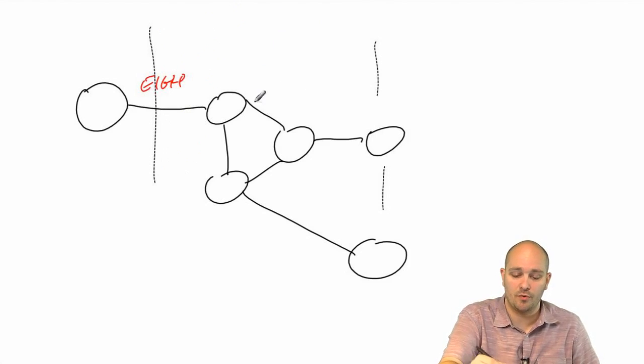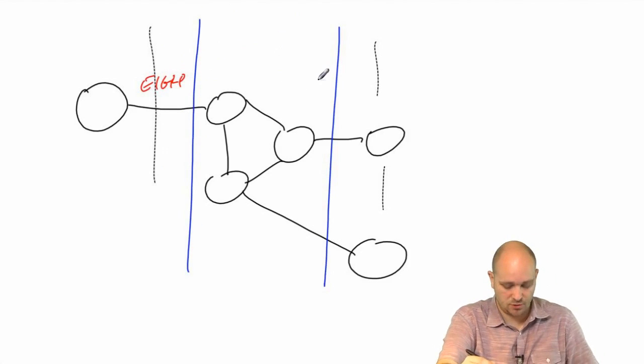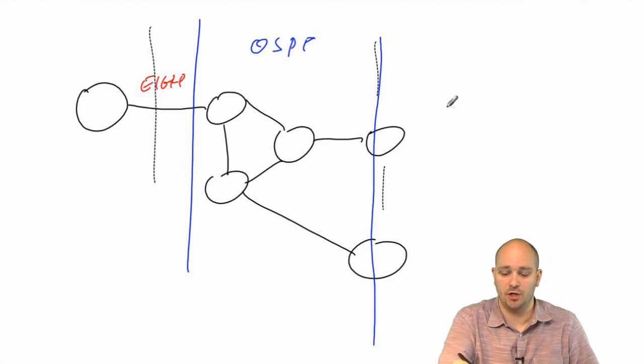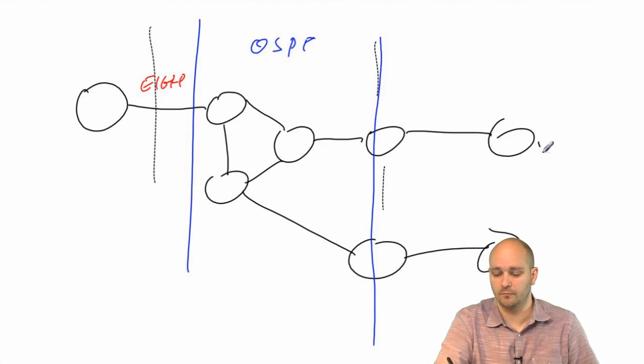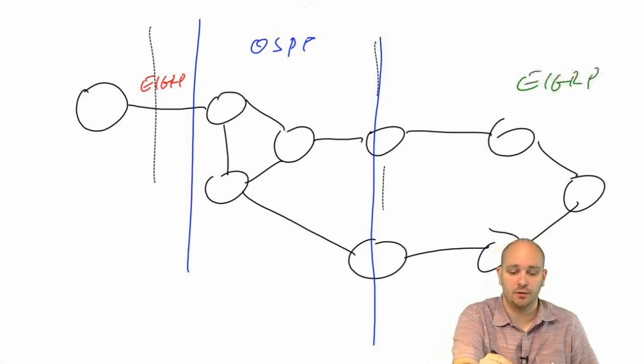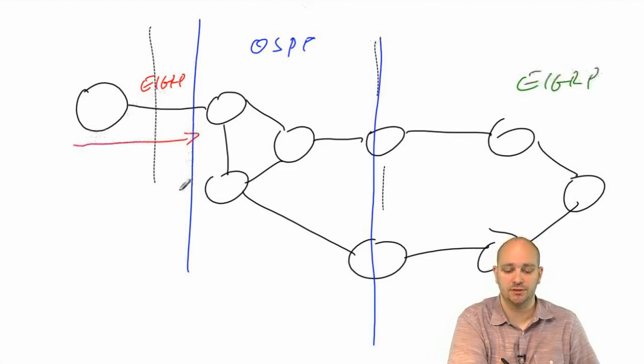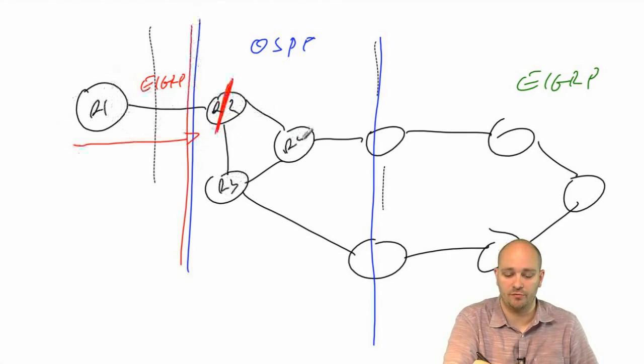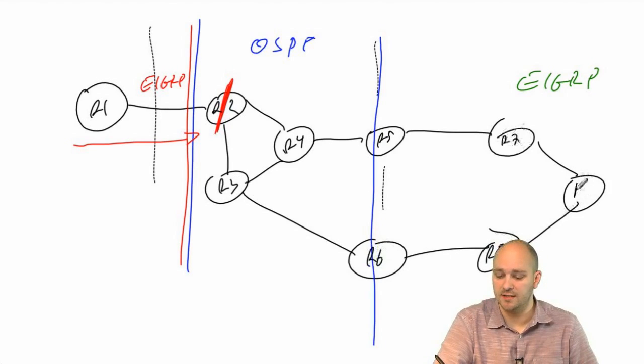Let's say that here we are running OSPF. And let's say that here we are running another EIGRP process. And let's say that this router here was injecting some routes. So we have an EIGRP process running on this router here and on this router here. Let's give them some names. So this is R1, let's say R2, R3, R4, R5, R6, R7, R8, and let's say R9.